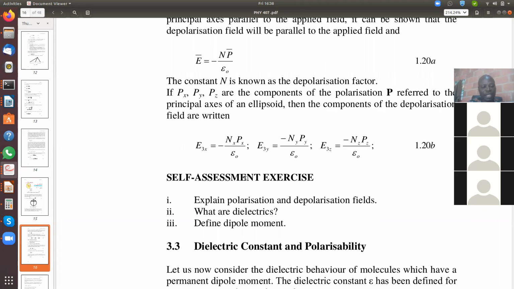Okay, so this is an exercise for you. You solve this problem, explain what polarization is based on what we have just discussed. What is polarization and what is the depolarization field? Also, what are dielectrics? I discussed this with you last week. We just discussed polarization and depolarization now. Then I defined what dipole moment is. So look at the notes, extract the information about these three things, then send the answer to me by email. Is that taken?